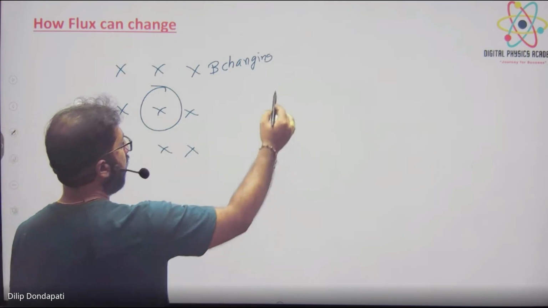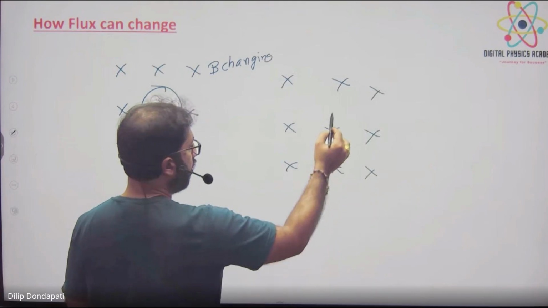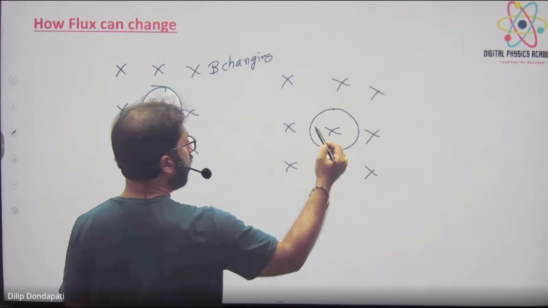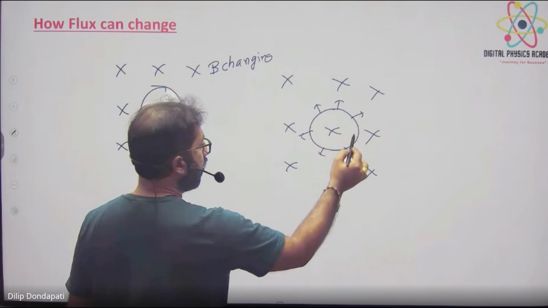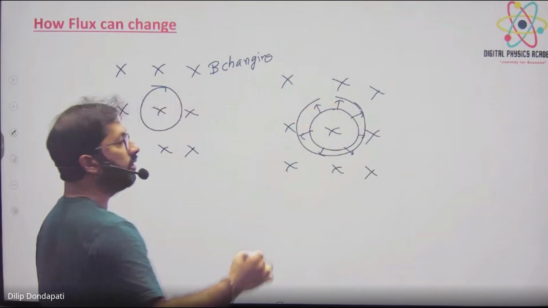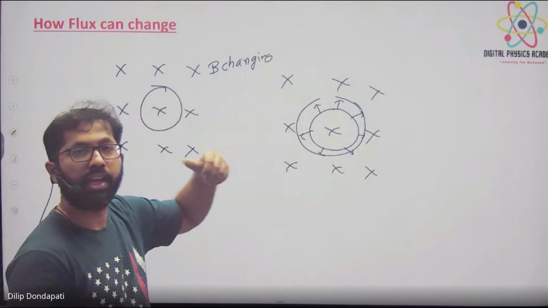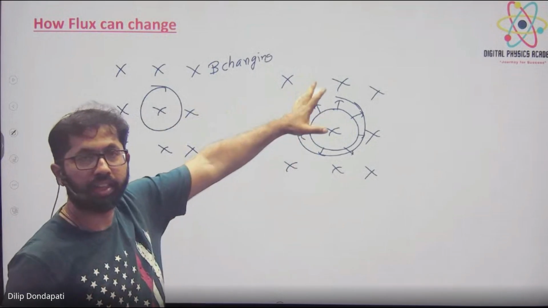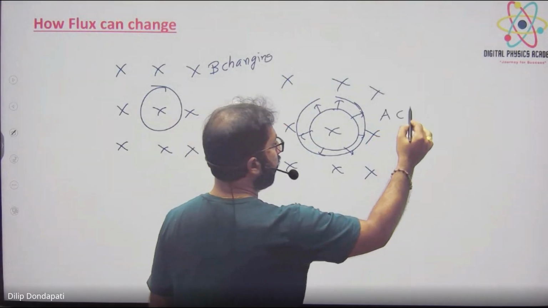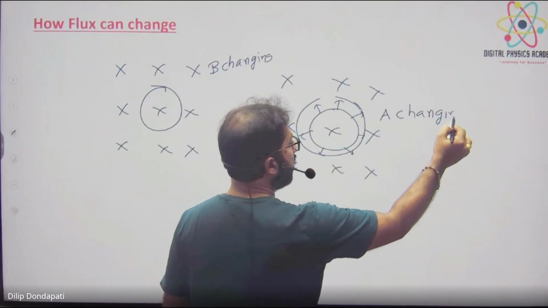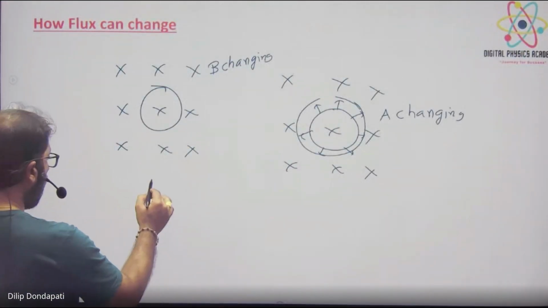What is the other method? Suppose this is a coil. I am increasing the radius of the coil. Radius of the coil increasing means area is increasing, right? If the area is increasing, the flux lines are changing. Even though the magnetic field lines are there, before it was 3, after increasing it becomes 4. So here area is changing, because radius is changing means area is also changing. So flux linkage will change with area too.